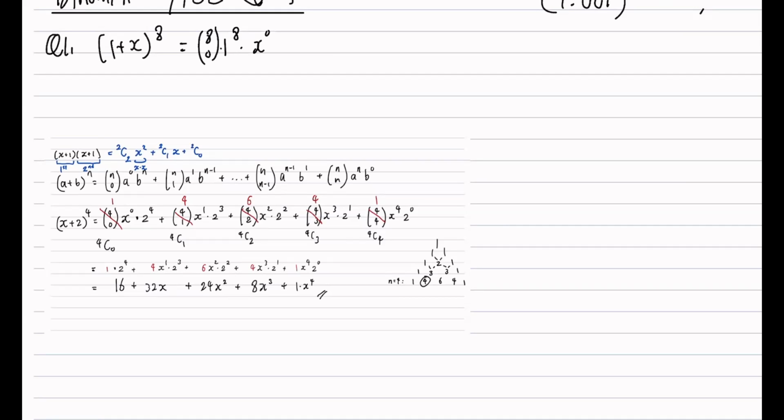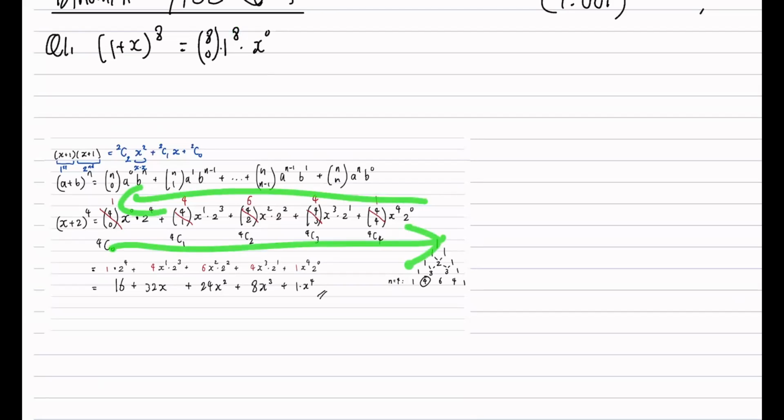Oh, by the way, did I mention I can swap the terms around? Like you see, here is power 0 and there is power 4. I can actually swap it around. So power 4 on the x and power 0 on the 2. It's just going in the opposite direction. Do you notice that they are mirror images?